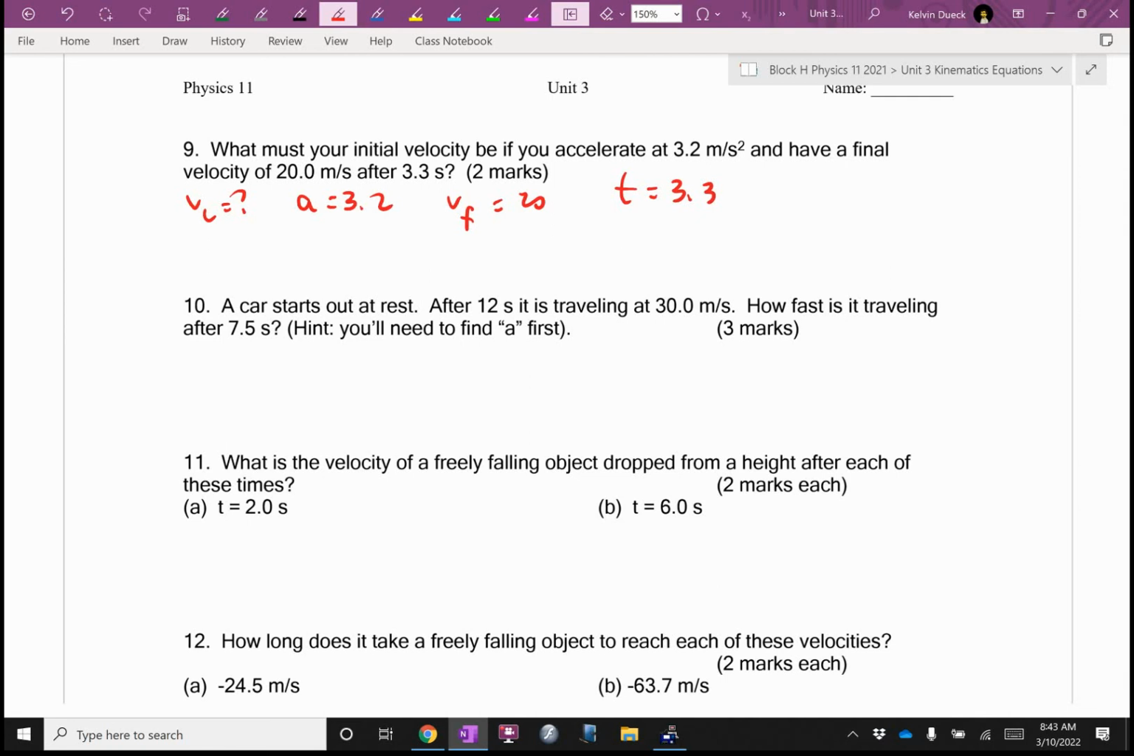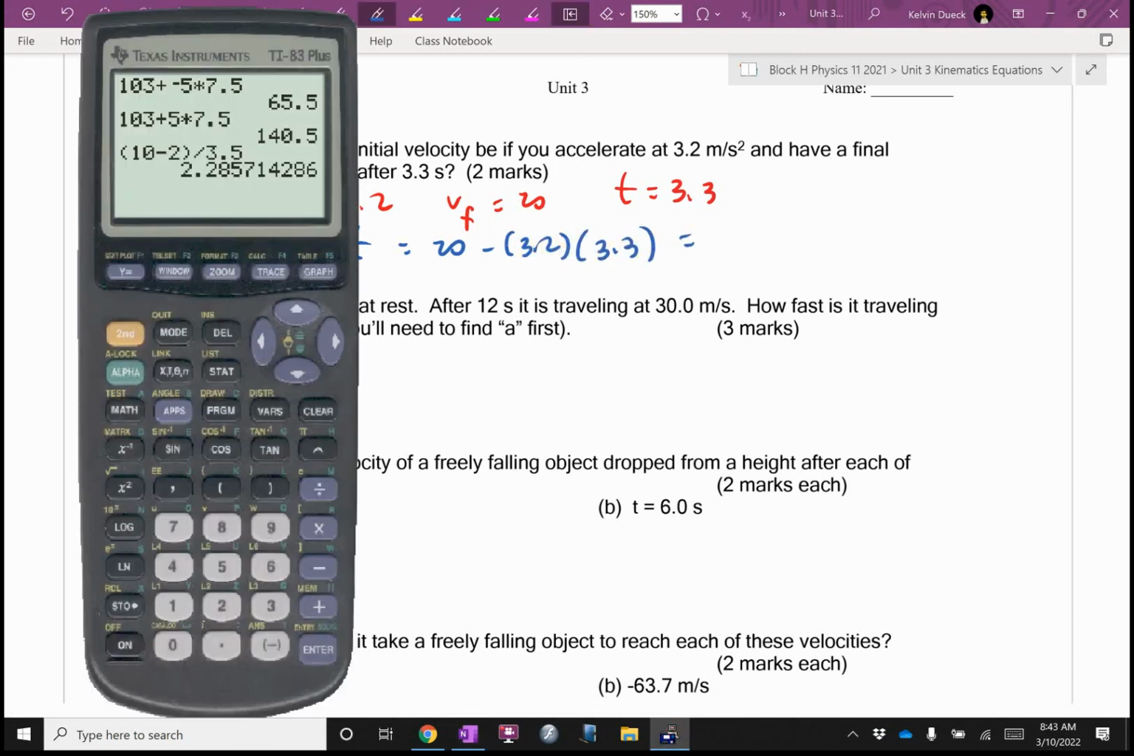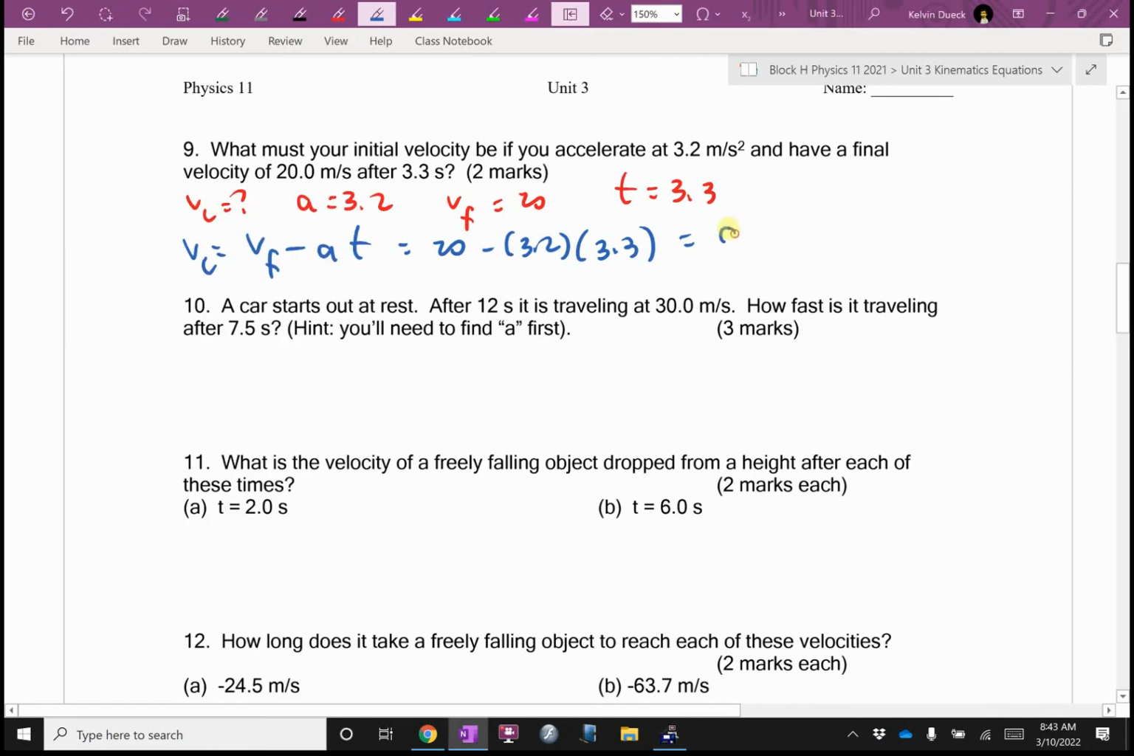So here it is. How would I get the VI by itself? I think VI is going to be VF minus AT. So it's going to be 20 minus 3.2 times 3.3. 20 minus 3.2 times 3.3. Did you all get 9.44? People nodding? And that would be meters per second.